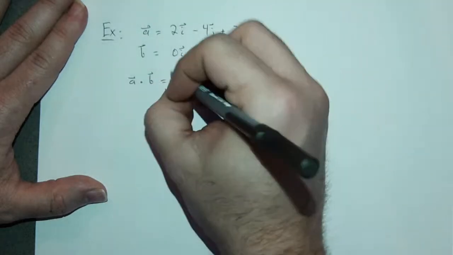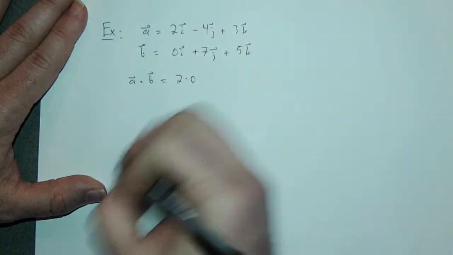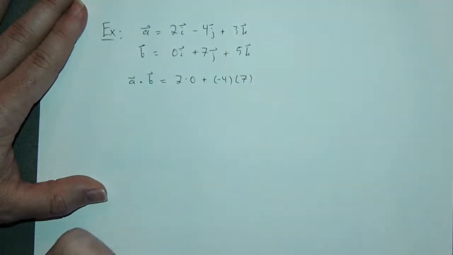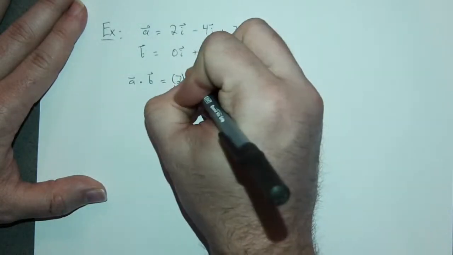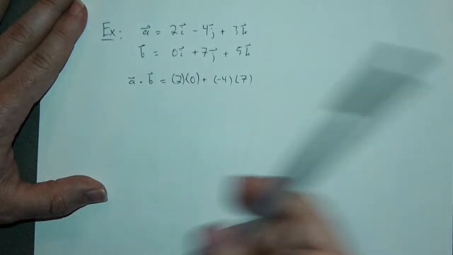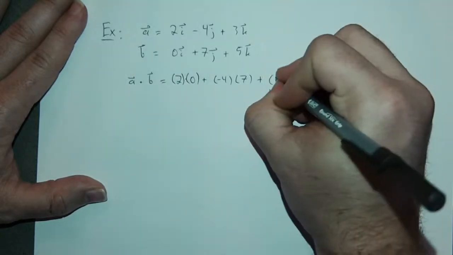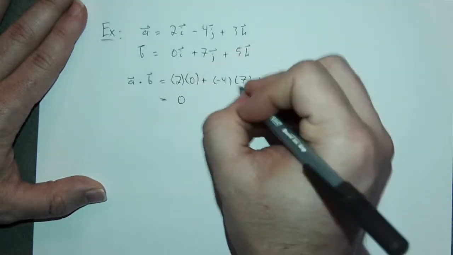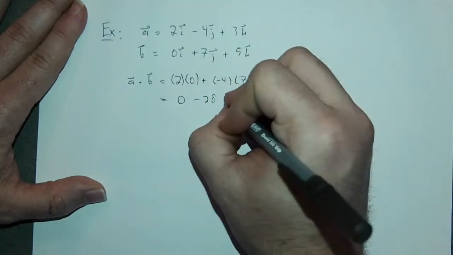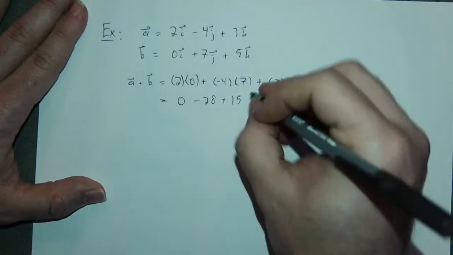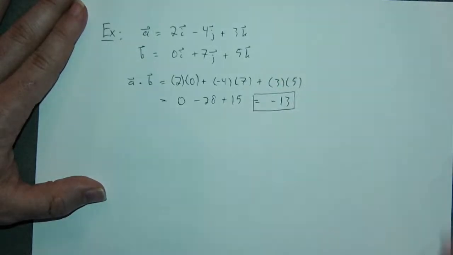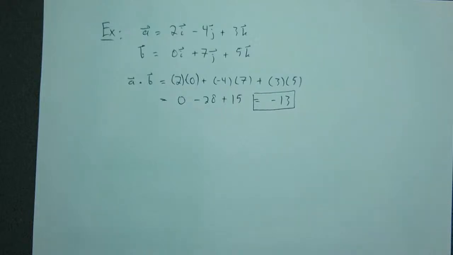Well, this would be 2 times 0 plus minus 4 times 7 plus, in here, this asymmetry is bothering me, so let's just use parentheses for all these, plus 3 times 5. Okay, so this is 0 minus 28 plus 15. So this is minus 13. So I have two vectors there. I dot them together, and I get minus 13.